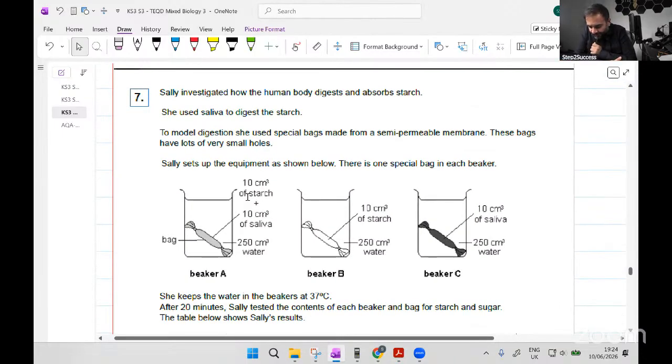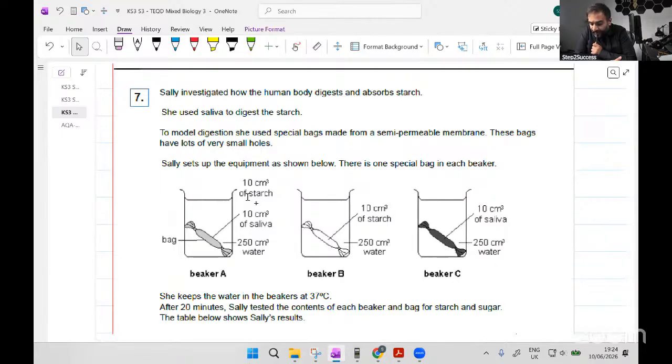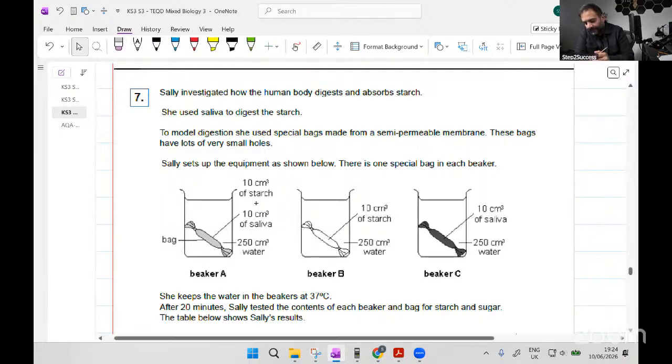Sally investigated how the human body digests and absorbs starch. She used saliva to digest the starch. Your saliva contains an enzyme called amylase, which is used to digest starch. To model digestion, she used special bags made from a semi-permeable membrane. Semi-permeable means that some things can go in and out of it, some things can't. These bags have lots of very small holes, therefore small things can get through, big things can't.